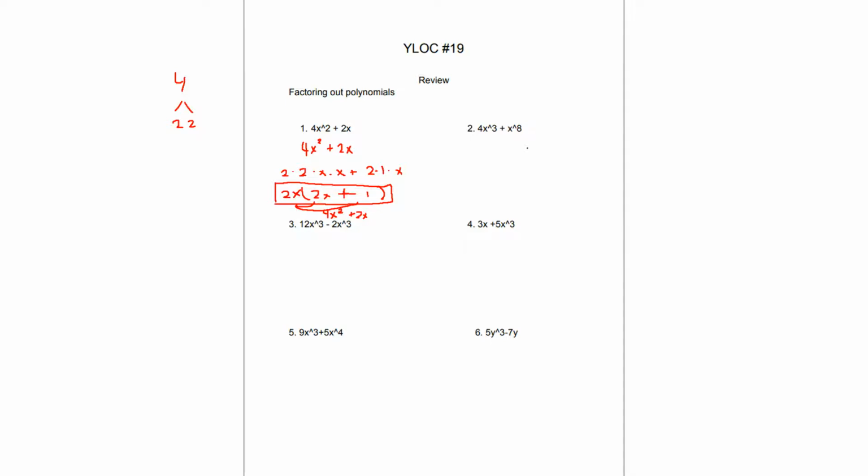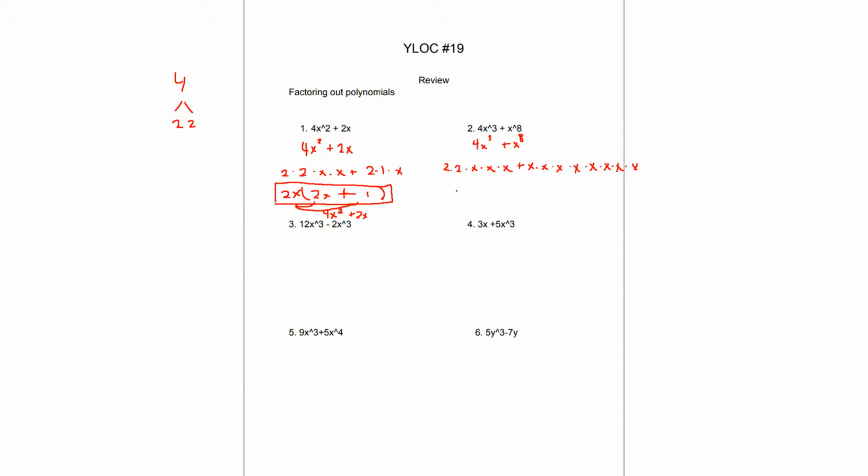Number 2, we have 4x cubed plus x to the power of 8. So here we could write it out just like here. So it's 2 times 2 times x times x times x plus x times x times x times x times x times x times x times x. So it's a lot of x's, but if you look, we have a common factor of x to the power of 3, or just x times x times x.